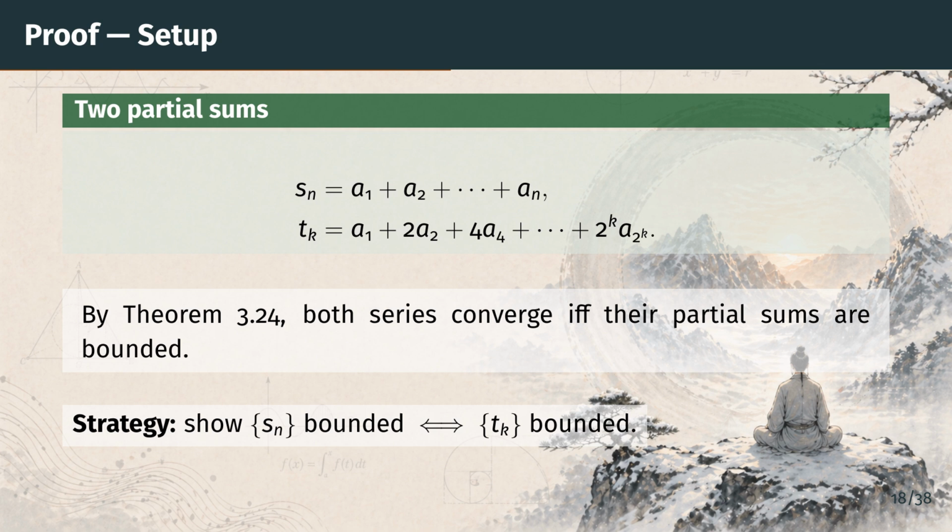So we just need to show that the partial sums of the original series are bounded if and only if the partial sums of the condensed series are bounded. Let S sub n denote the partial sum of the original series, and T sub k denote the k-th partial sum of the condensed series. The whole game is to bound S sub n by T sub k, and vice versa.